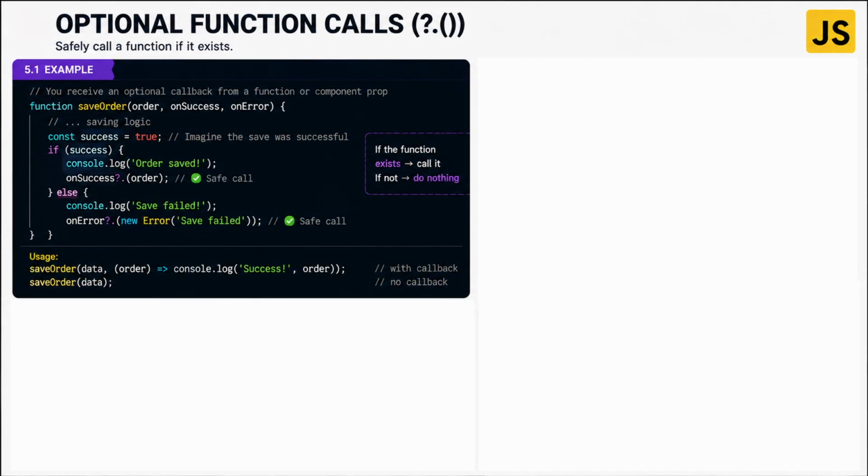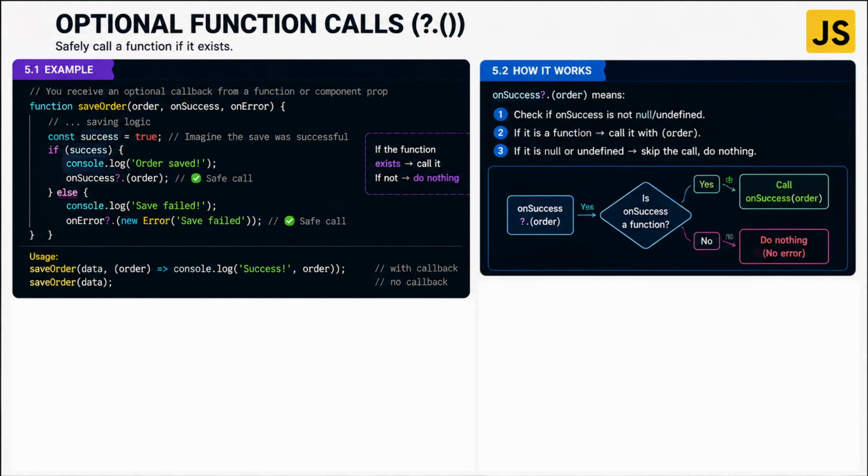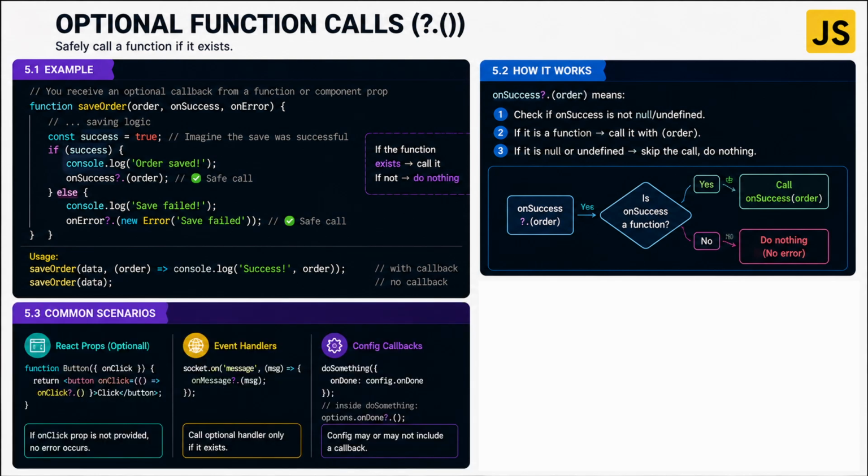Optional chaining also works with functions. Sometimes you receive an optional callback. If it exists, call it. If it does not, do nothing. onSuccess?.() This is cleaner than checking if onSuccess first. Be sure that the value is either a function or missing. If it is a non-function value, optional chaining will still throw when JavaScript tries to call it.